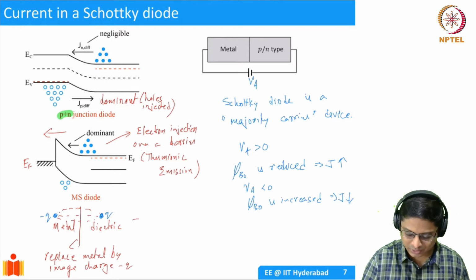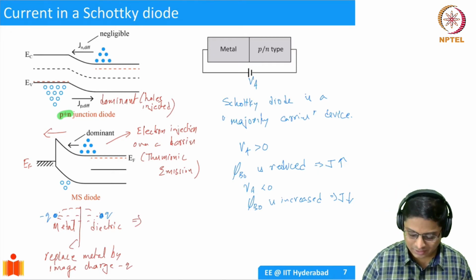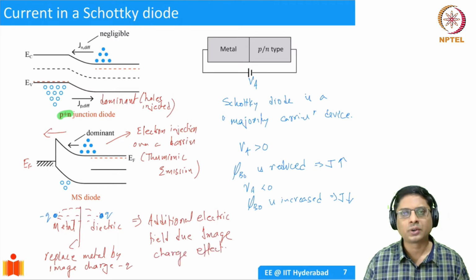So because of the presence of a metal, the charge experiences an additional electric field due to the image charge effect. You follow what I'm saying?